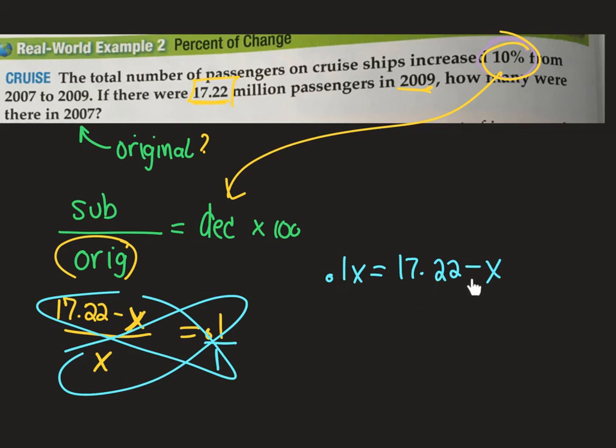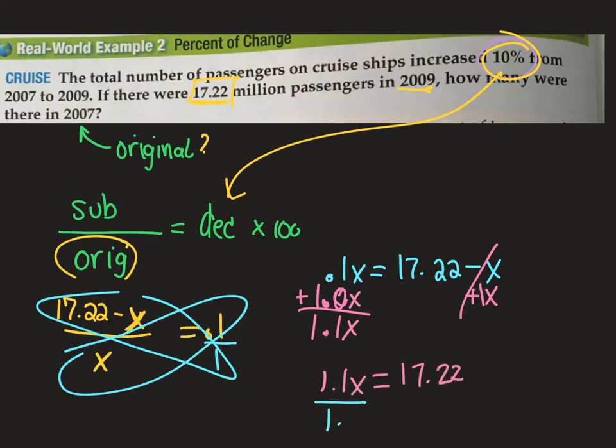Now, this looks like another lesson we've already had where we had variables on both sides. So if I have variables on both sides and I have a number on the right, let's move this guy over here. So I'm going to add x, cross out what's my answer. Remember that this x is a 1x, 1.0, so I can line up my decimal places. I get 1.1x. 1.1x is equal to 17.22. Now I need to divide by 1.1, divide by 1.1. You may use a calculator to figure that part out.